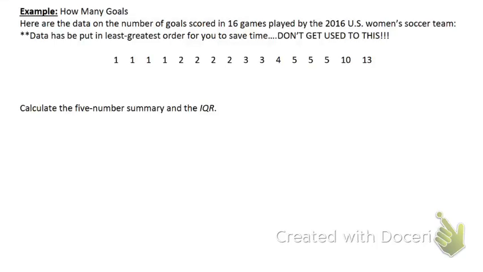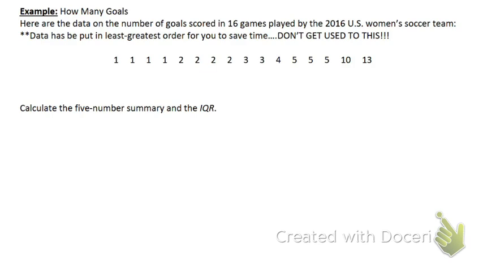So we've talked about how to identify a true outlier using the 1.5 IQR rule. We talked about how to make a box plot. Now we're going to actually do it with some examples. Here's the data on the number of goals scored in 16 games played by the 2016 U.S. women's soccer team. The data has been put in order for you from least to greatest.